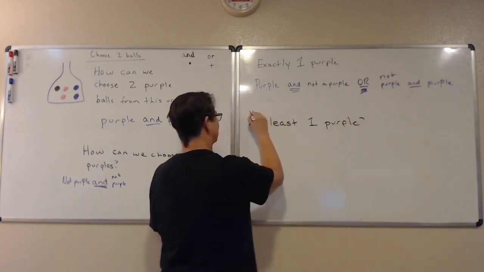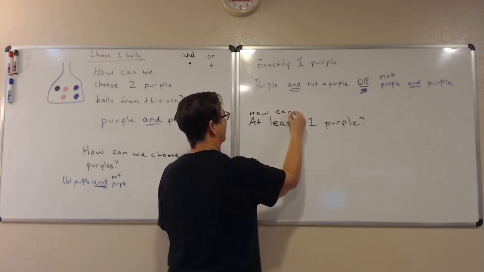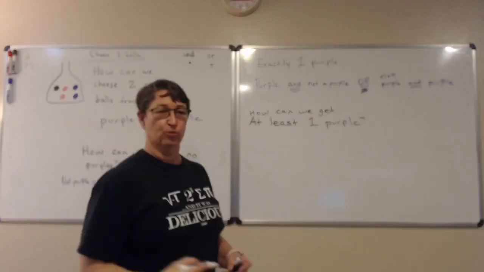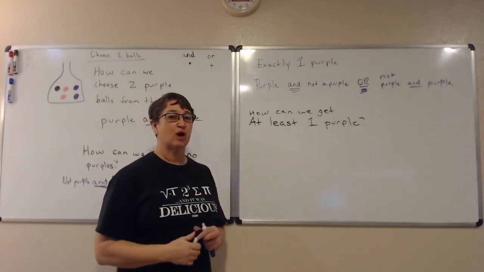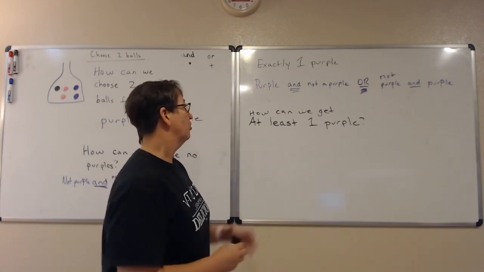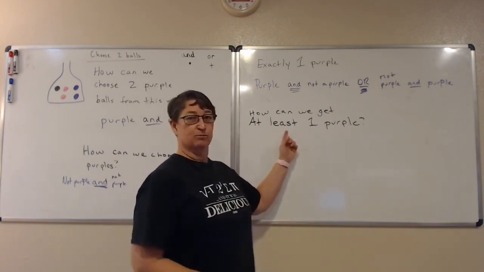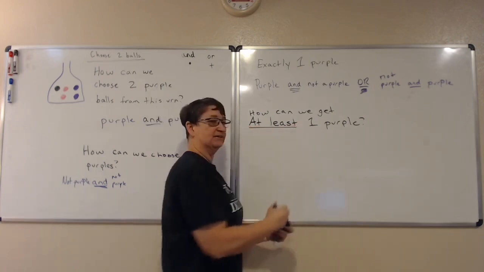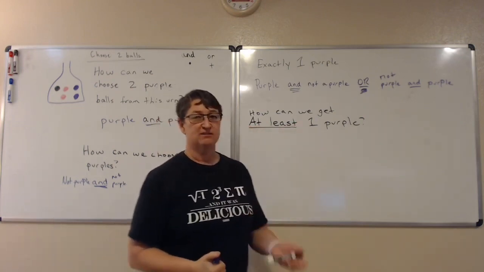So again, I'm asking how can we get at least 1 purple? That's what we're asking, okay? So we're going to just describe in words how we could get at least 1 purple. Well, at least, this is an important little phrase here, that "at least." Let's think about what it means to be at least.